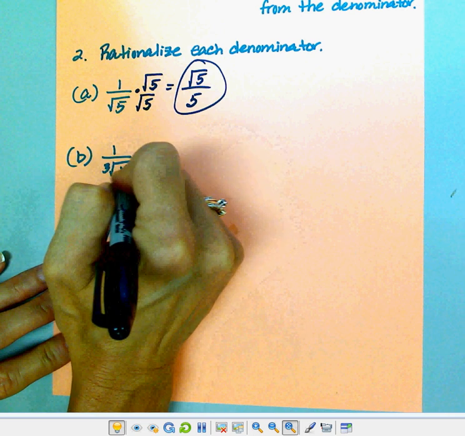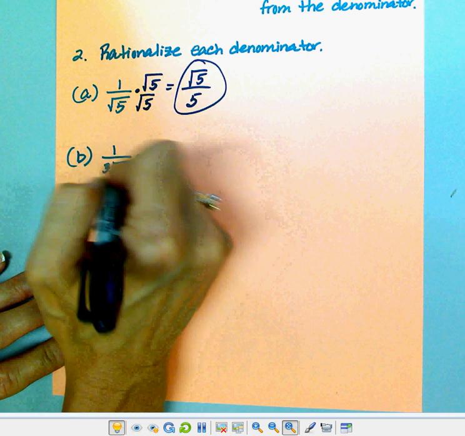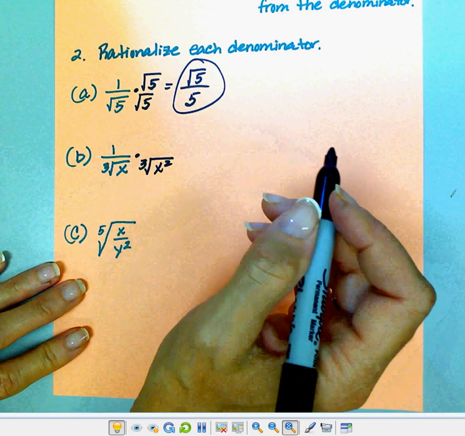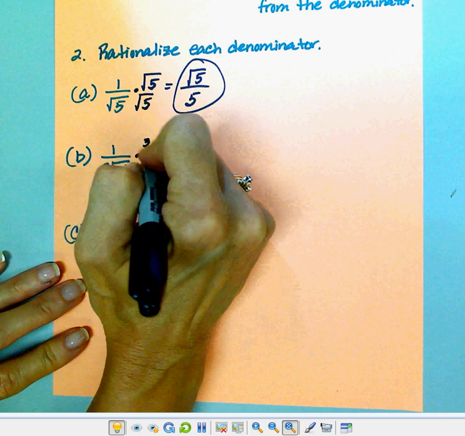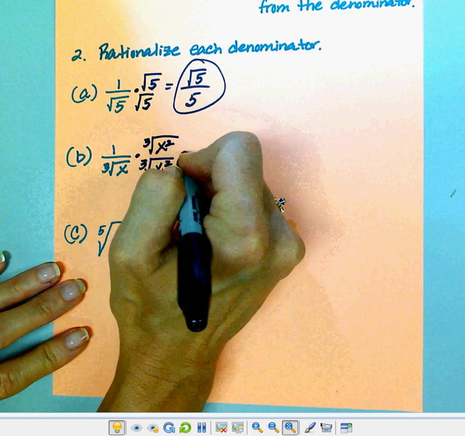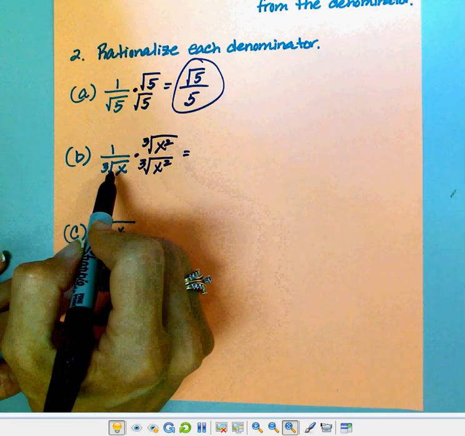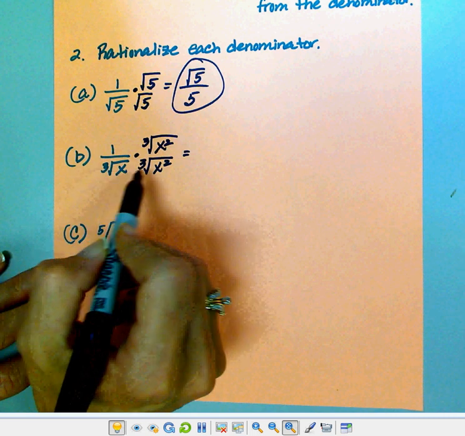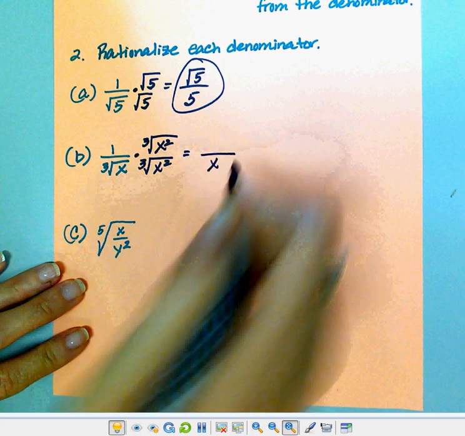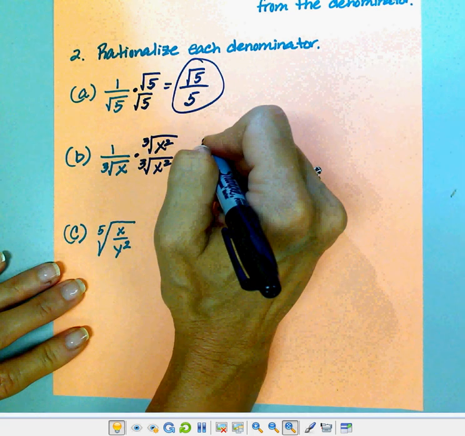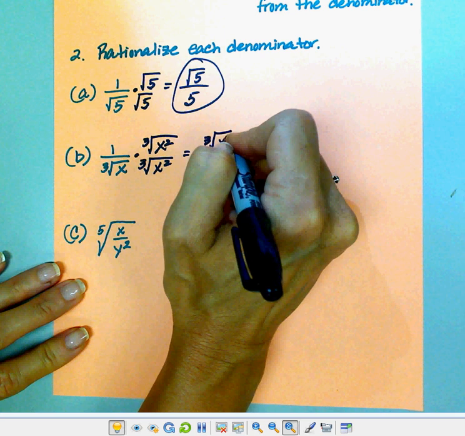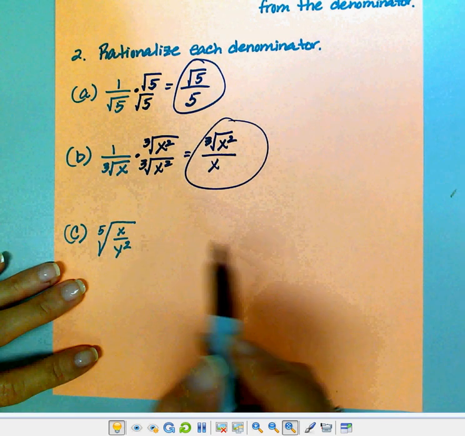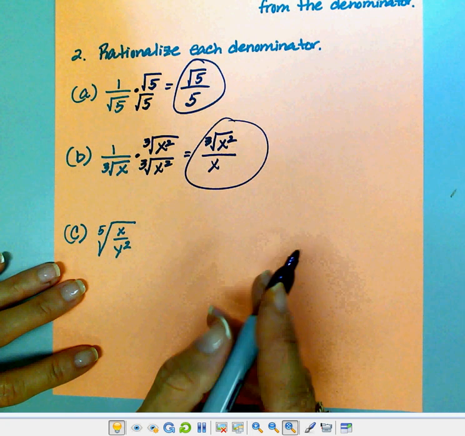Well, this is 1x, and I know I need 2 more x's to create a perfect cube, so I'm just going to multiply the top and bottom by the cube root of x squared. And again, whatever I do on the bottom, I have to do that same concept up on top. So down below it gives me the cube root of x cubed, which, the cube root of anything cubed is itself. And up on top, 1 times anything is that anything. And I now have rationalized that denominator, or eliminated the radical in the bottom.